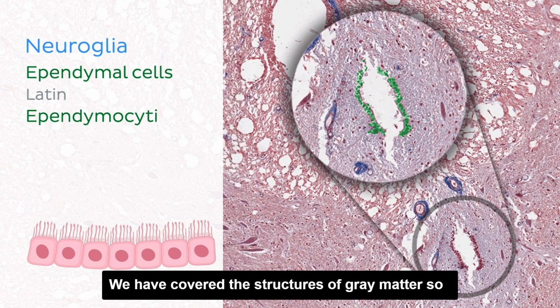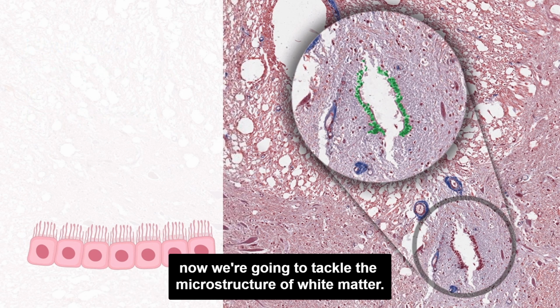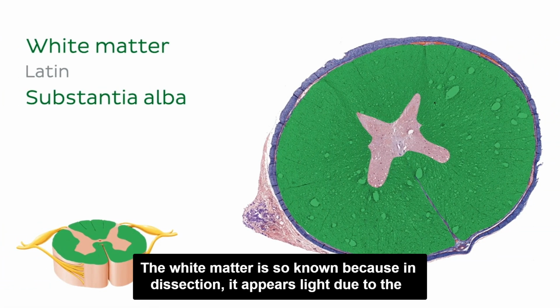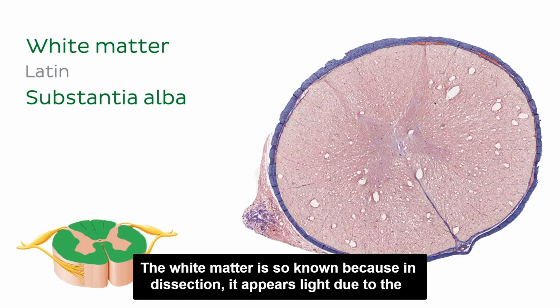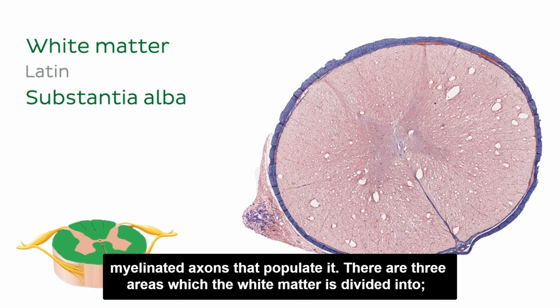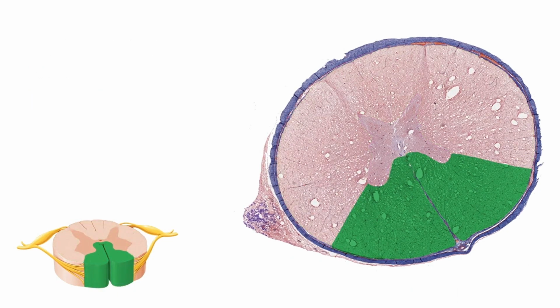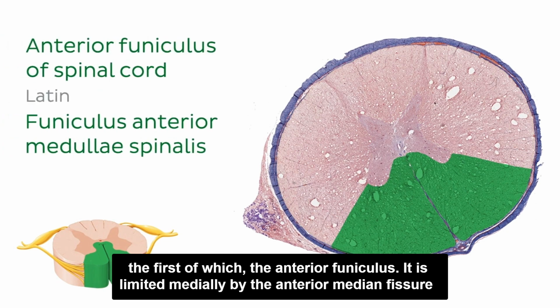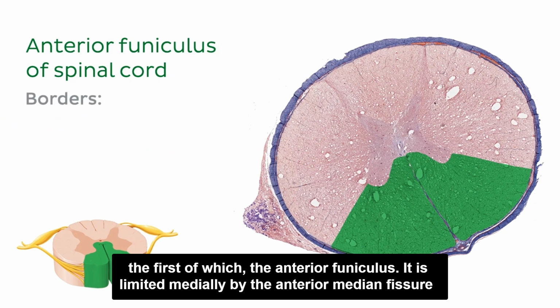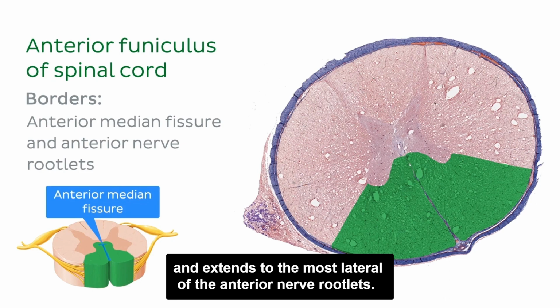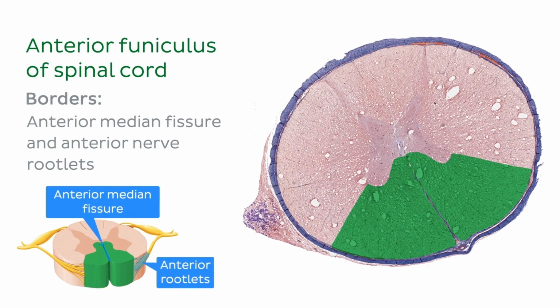We have covered the structures of gray matter, so now we're going to tackle the microstructure of white matter. The white matter is so known because in dissection it appears light due to the myelinated axons that populate it. There are three areas which the white matter is divided into. The first of which, the anterior funiculus. It is limited medially by the anterior median fissure and extends to the most lateral of the anterior nerve rootlets.